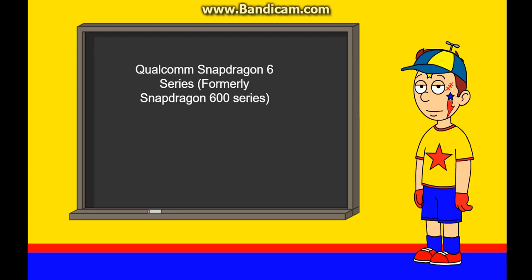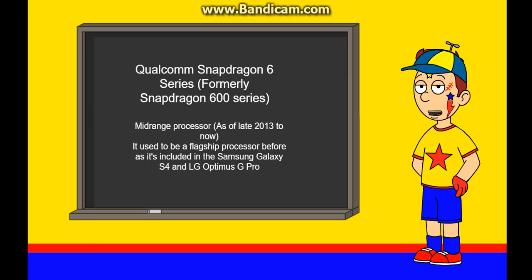Alright, now let's move to the Snapdragon 600 series. Historically, back in 2013, the original Snapdragon 600 was considered as the flagship processor. However, its successor Snapdragon 610 was a mid-range, as the newer Snapdragon 800 arrived in mid-2013 with the release of the LG G2.